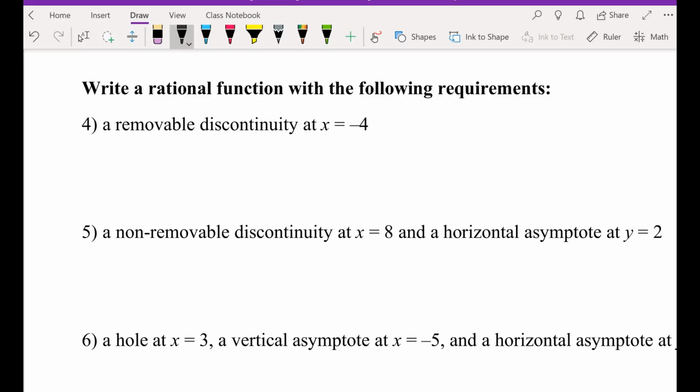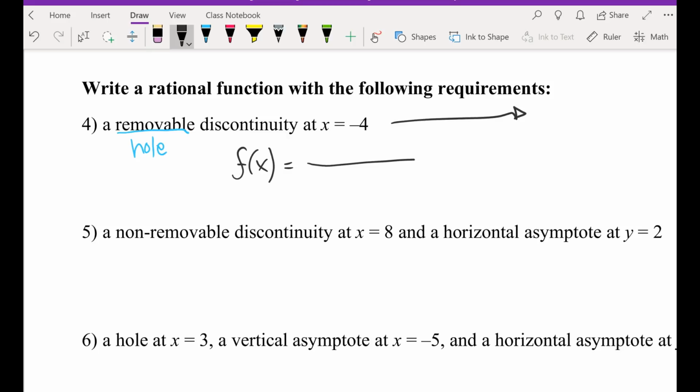It's asking us for a removable discontinuity. Right away, I'm thinking hole. This is going to be a hole, which means I need a rational function that has a common factor in the numerator and the denominator. Everything else doesn't matter. That's where the freedom comes in.